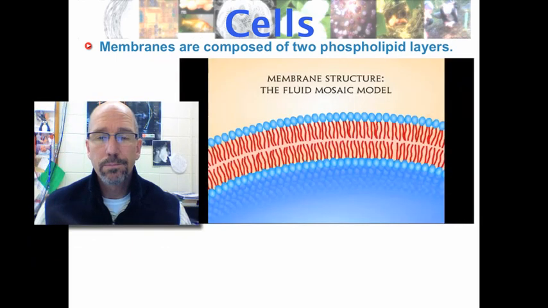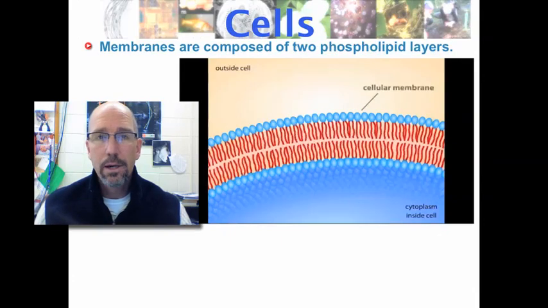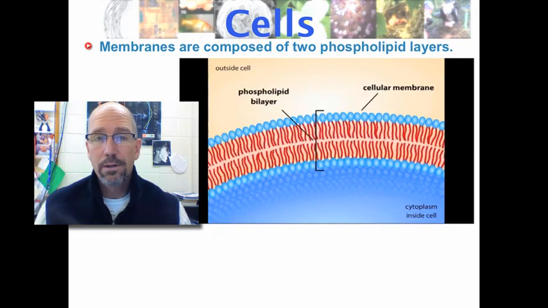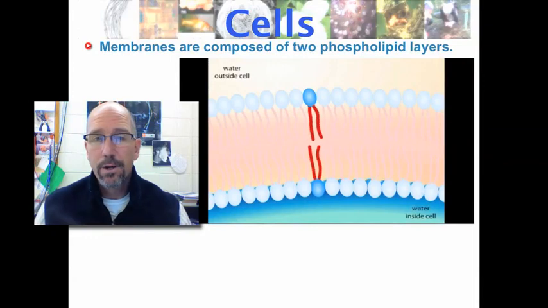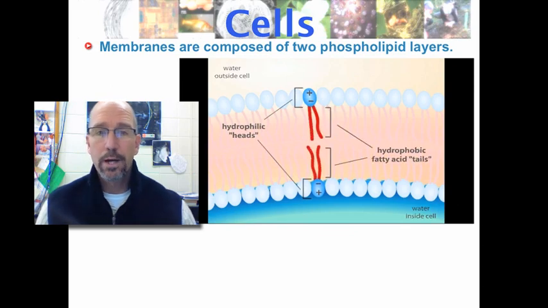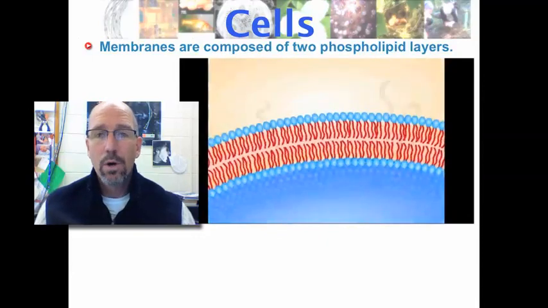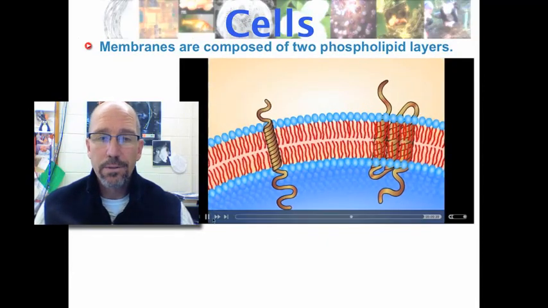So this animation shows the fluid mosaic model, and I think the thing that's interesting is that it shows the molecular motion of things. The phospholipid bilayer, things are moving and vibrating back and forth. Here's the phospholipids, which are nonpolar, so they're facing each other. So there's those two terms: hydrophilic and hydrophobic, water-loving and water-fearing. And then we throw some proteins into the midst of all this.